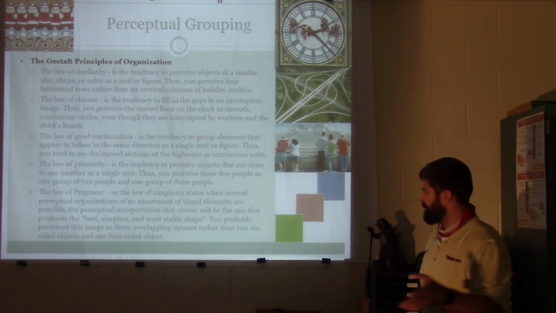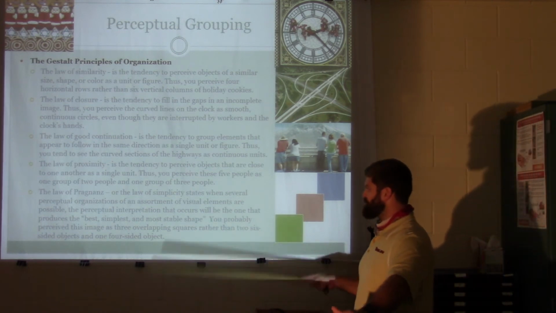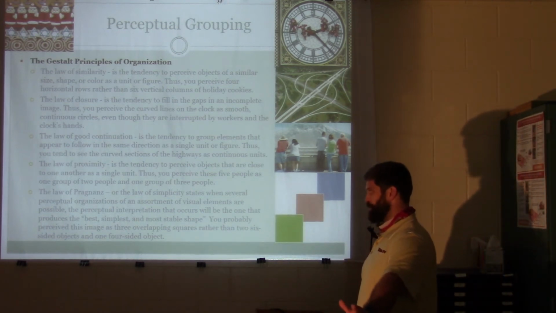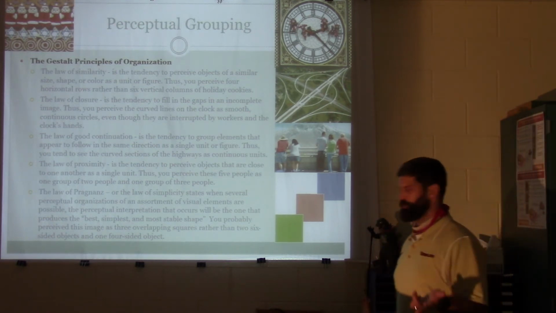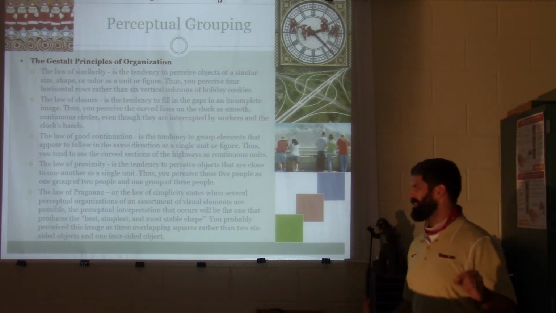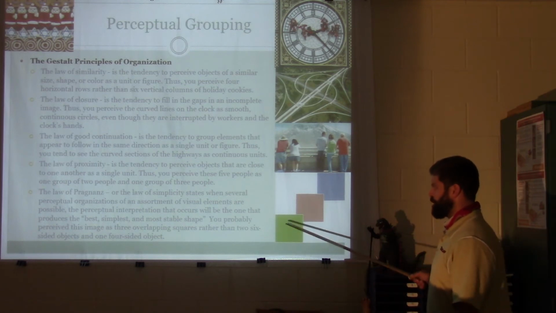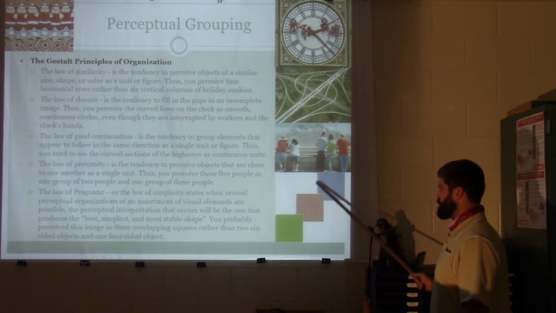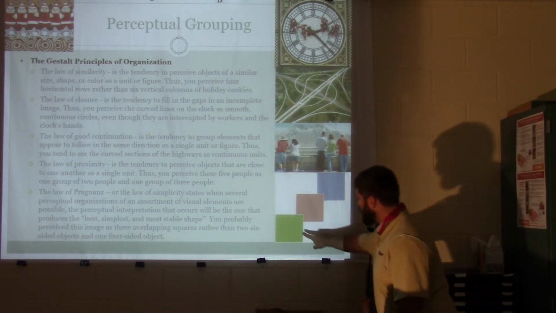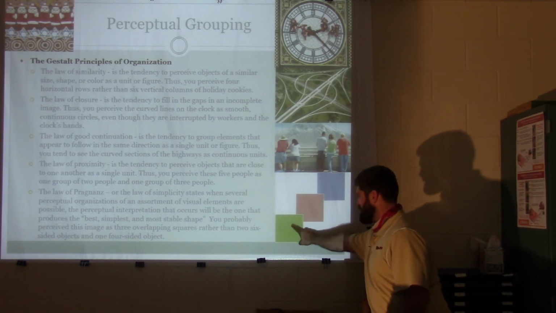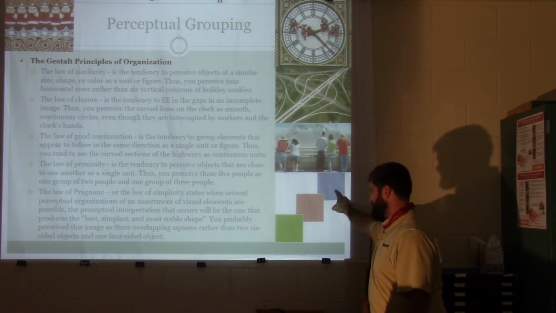And then the law of prägnanz, which is also called the law of simplicity. The law of simplicity states that when several perceptual organizations of a visual element are possible, the perceptual interpretation that occurs will be the one producing the best, simplest, most stable shape. So you probably perceive this image as three overlapping squares, right? But they're not three overlapping squares. Okay? This is a square. This is a six-sided shape. And this is a six-sided shape.